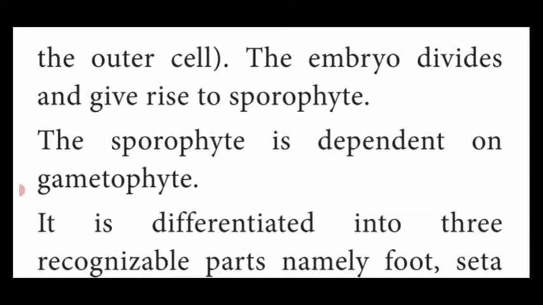The sporophyte is dependent on the gametophyte. Underline the word. It's not an independent one. This word we already saw in the introductory part of the lesson, plant kingdom. The three types of life cycle: haplontic, diplontic and haplodiplontic life cycle, isn't it? At that time, they gave the example of bryophytes. Sporophyte is dependent on the gametophyte.